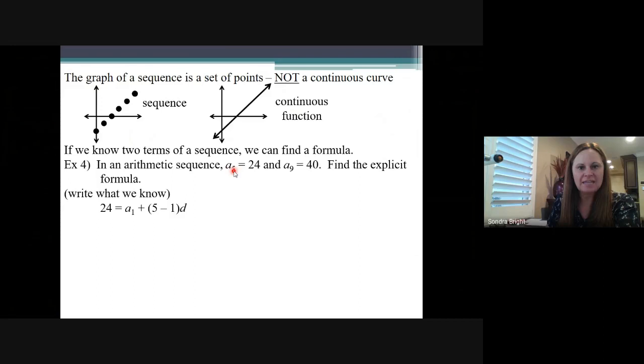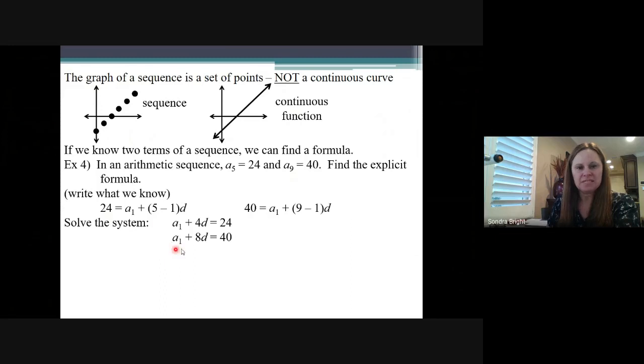So that means when n is 5, so 24 over here, it's equal to the first term plus 5 minus 1 times the common difference. I know the ninth term is 40, so I'll plug 40 into the left-hand side. It's equal to a sub 1 plus plugging a 9 into n now. Simplifying these two, this one would be a1 plus 4 times d is equal to 24. This one would be a1 plus 8 times d is equal to 40.